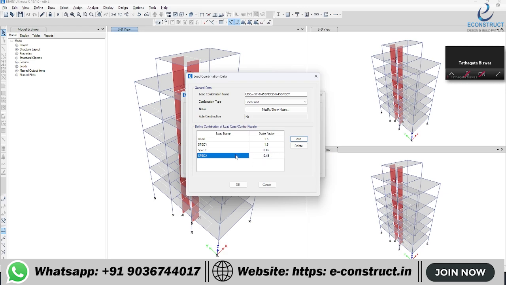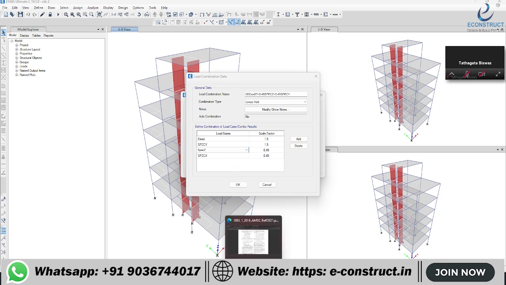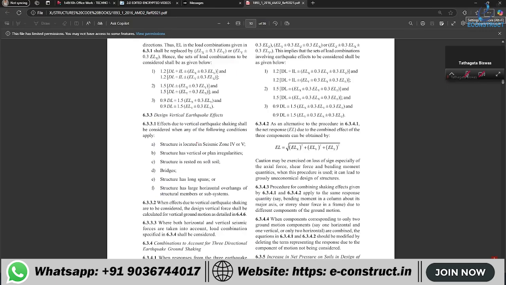What you need to do is just take this into the design combination. That's it. So during the design, this component should be there. Generally, we do this spec Z for large cantilevers or different kinds of re-entrant corners, which has been told already in the code. If you check, see structure zone seismic 4, 5, soft soil resting on the structure. These are the openings.